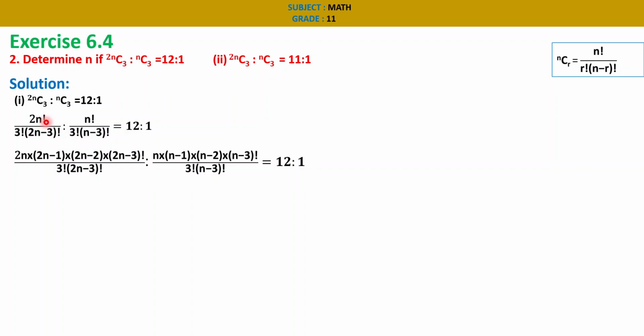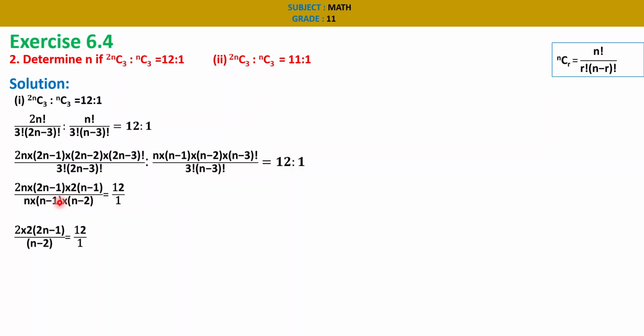Now here 2n factorial we can write as 2n into (2n minus 1) into (2n minus 2) into (2n minus 3) factorial. We halt here because the denominator is (2n minus 3) factorial, so we can cancel it. Similarly, we can write n factorial as n into (n minus 1) into (n minus 2) into (n minus 3) factorial. We stop here because the denominator (n minus 3) factorial is there, so we cancel it. Then we get 2n into (2n minus 1) into 2 into (n minus 1) divided by n into (n minus 1) into (n minus 2) is equal to 12.